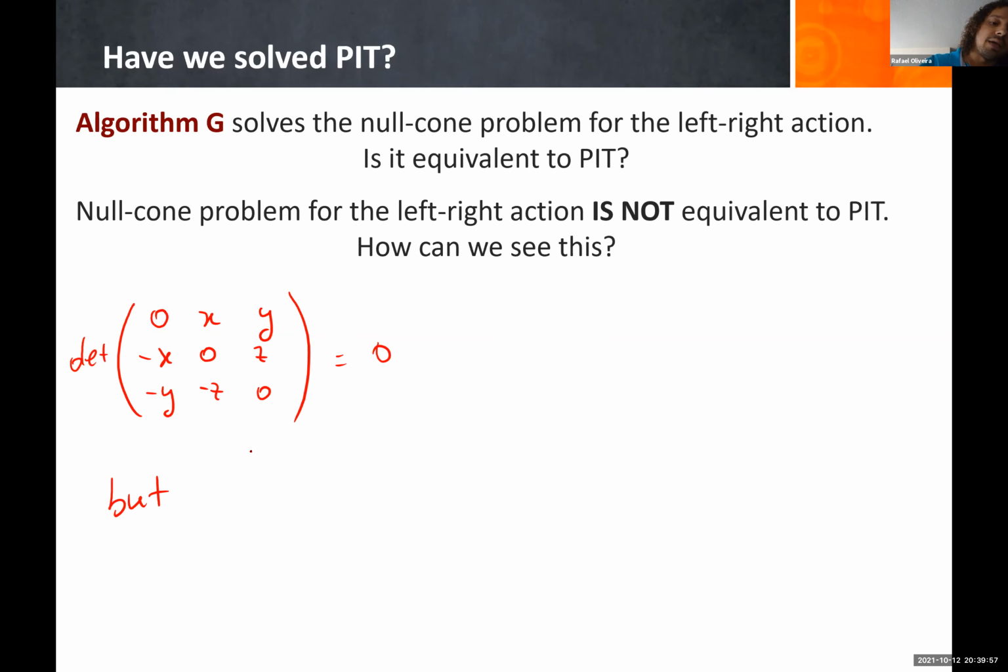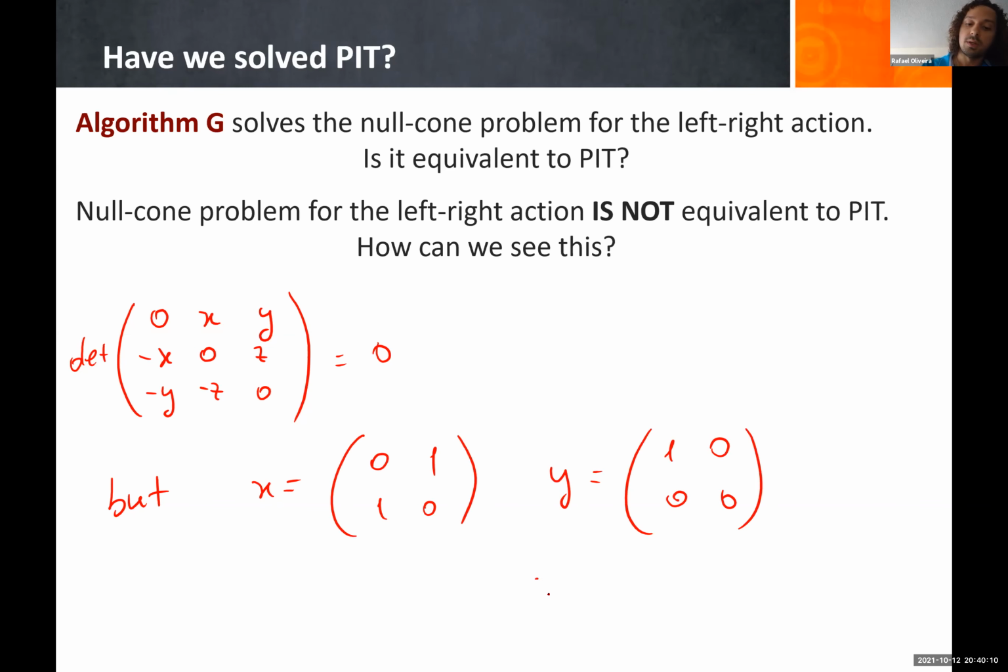But if you plug in x to be equal to 0, 1, 1, 0, y to be 1, 0, 0, 0. Now notice that x and y don't commute. And z is 1, 1, 0, 0. Then the determinant of that big matrix will not be 0. It gives a non-zero determinant. So we have an invariant, which is not the determinant, for which it does not vanish.